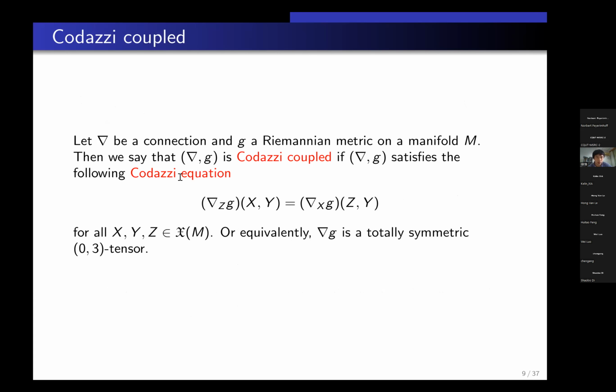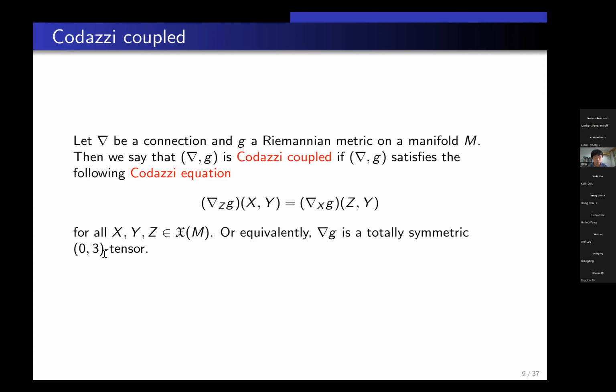So this is a concept in information geometry. We have a connection and a Riemannian manifold, and the connection and the metric are called Codazzi coupled if they satisfy the following Codazzi equation. You see, we just interchange x and z. x, y, z are all vector fields. Of course, x and y are symmetric. In other words, the Codazzi equation guarantees that this (0,3) tensor nabla G is a totally symmetric tensor, right?